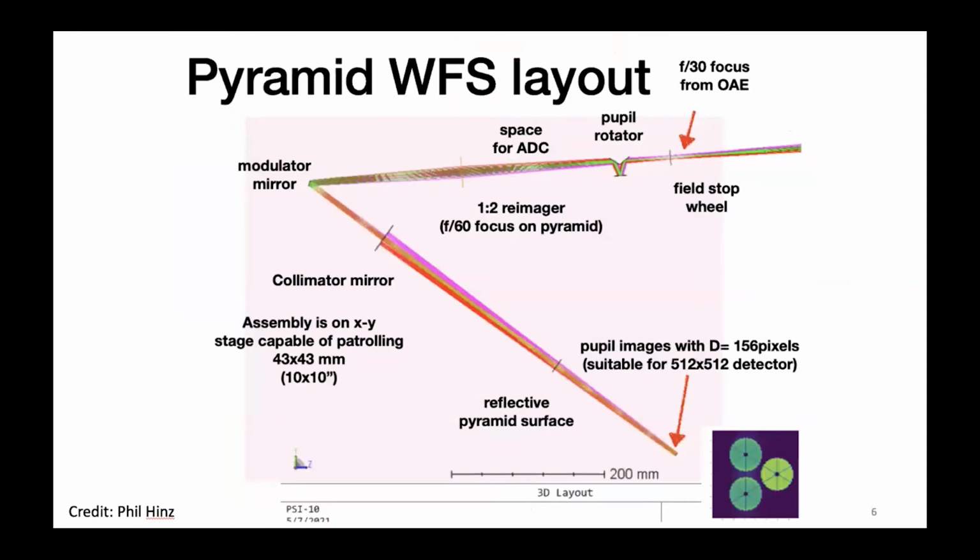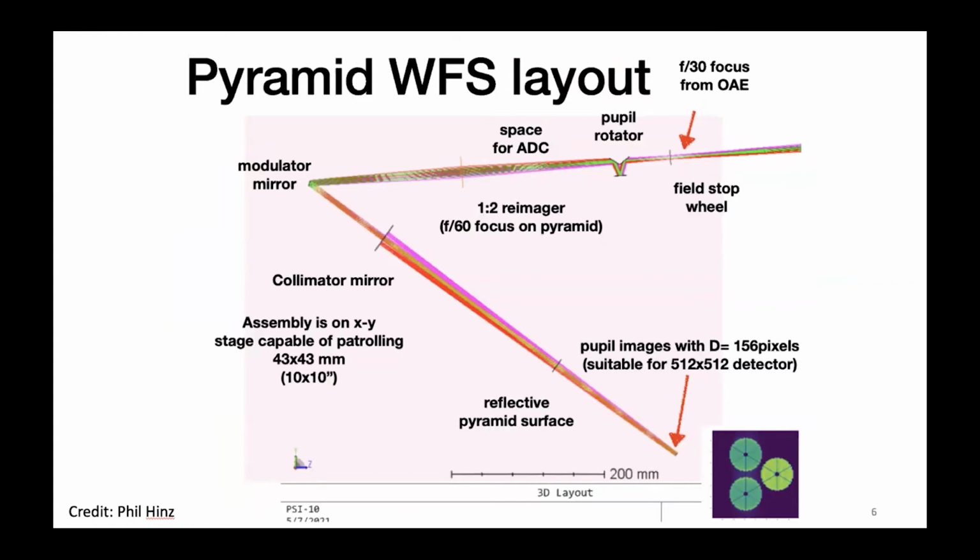Okay, so then zooming in on the PSI wavefront sensor arm, I want to draw your attention to the upper left part of the beam. That's where the F30 beam from the off-axis ellipse comes in. We have room for a pupil rotator and an ADC.